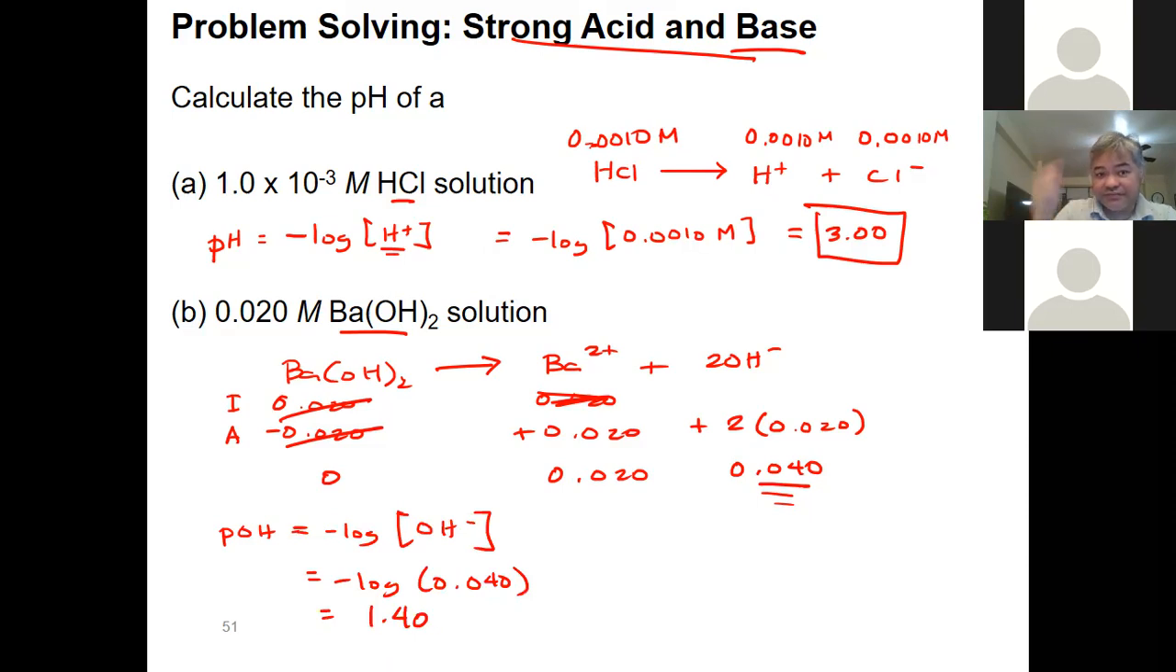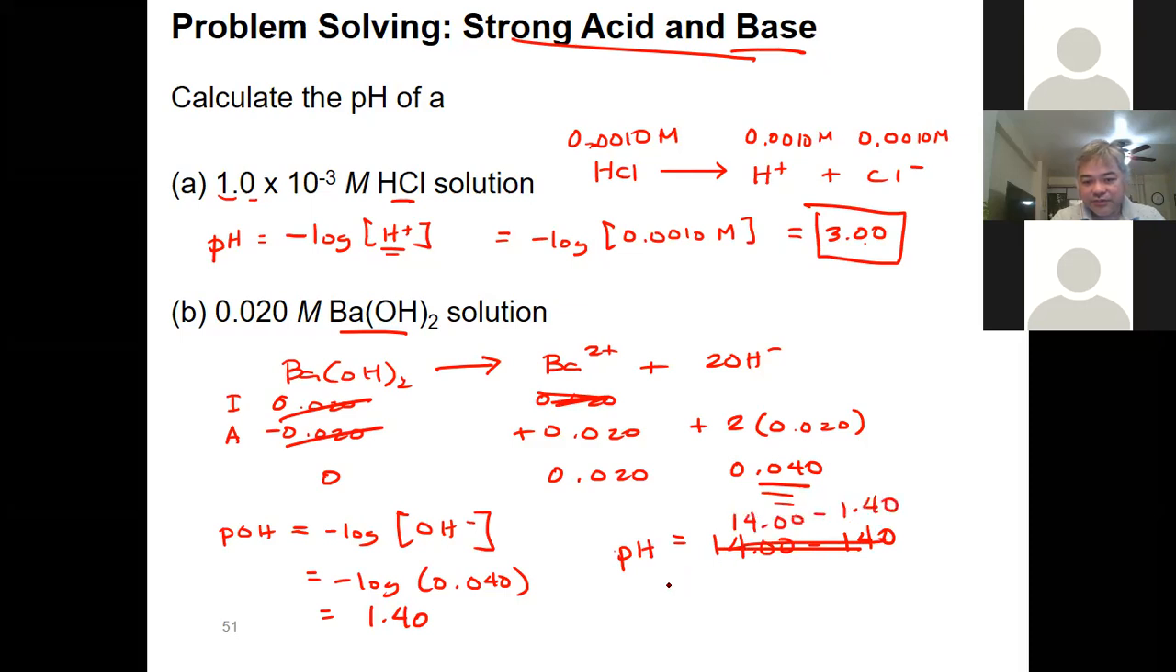So significant figures, so you have 2 here. Sa pH, ang significant figures niya is after the decimal. So if you have what? 1, 2 here, so that means you have to write it 1.40. And since the one being asked is pH, so this is just equals to 14 minus 1.40, which gives you, oh God, 12.60.